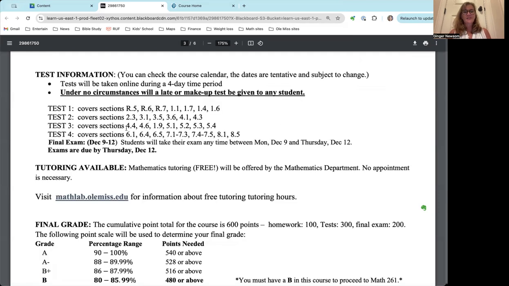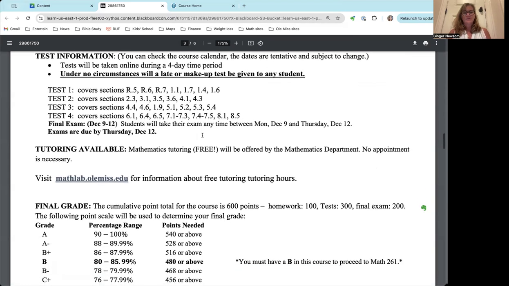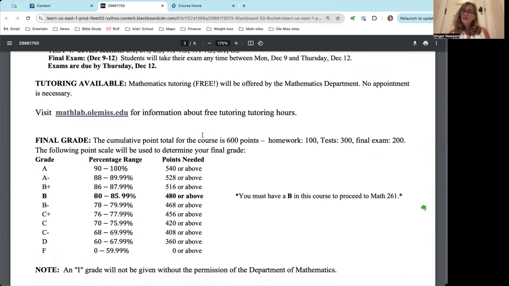Okay, testing information. This gives you the dates, but really you can pull up the calendar to see that a little bit better. Tutoring is available if you're here on campus. Tutoring is available Monday through Friday, 8 to 5 in the mathematics department. I think they offer it also on Zoom. So if you're not here in person, I'll show you on Blackboard with that. I think we have a link posted that you can check out.